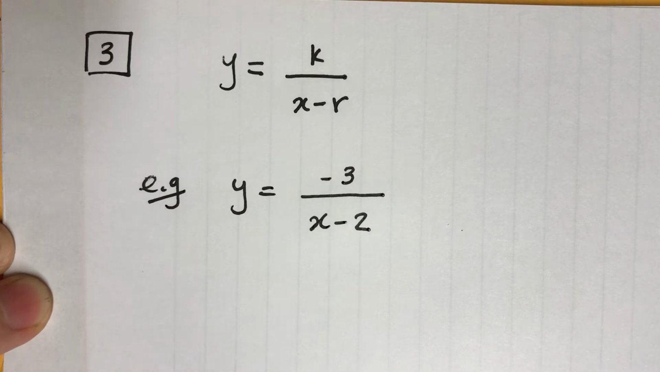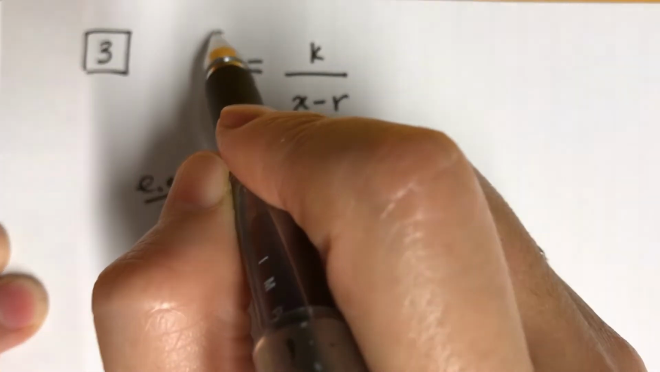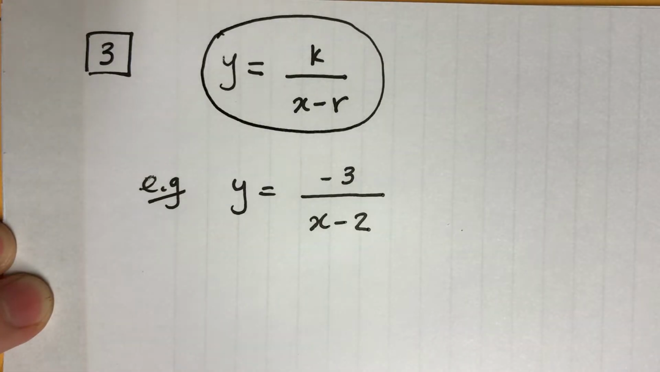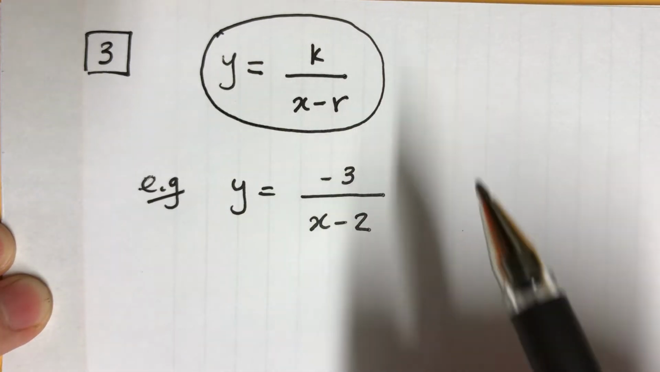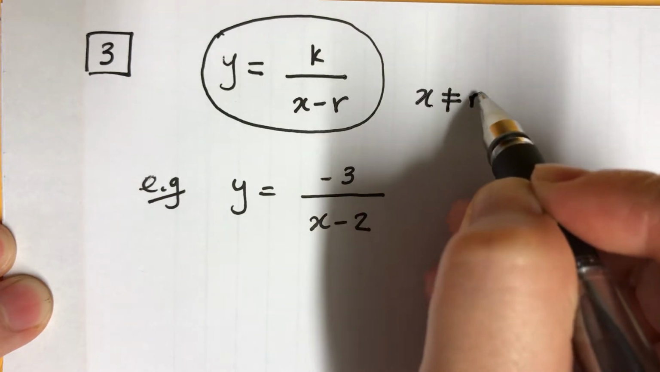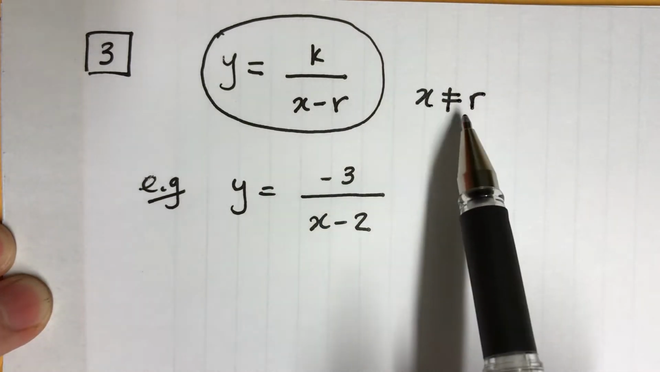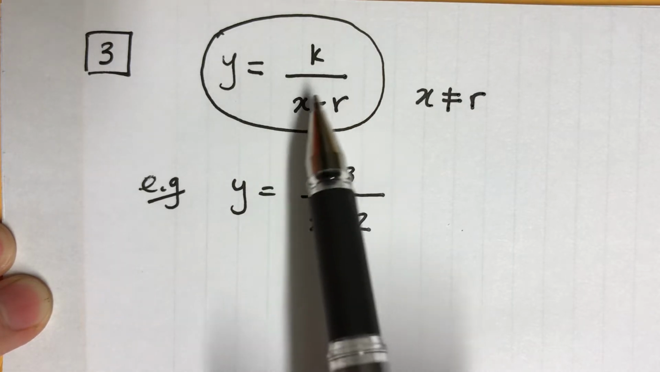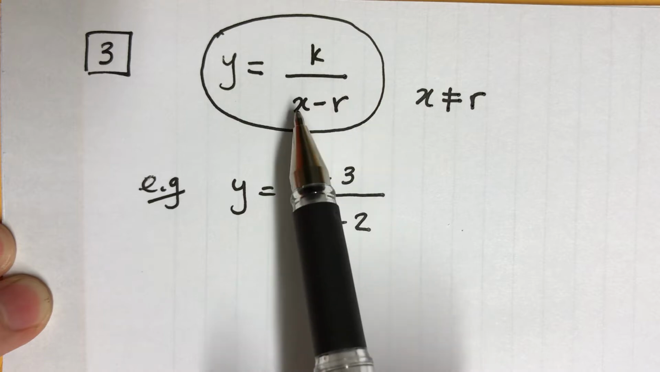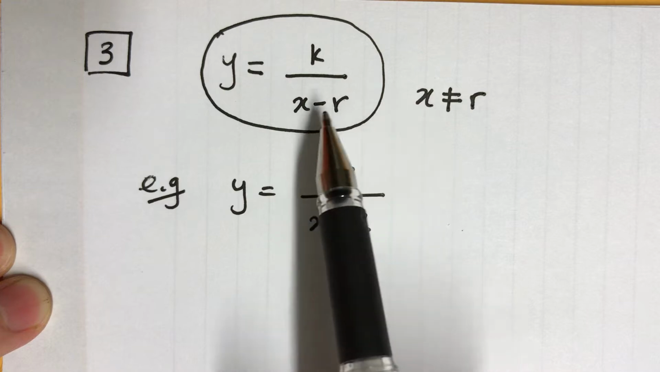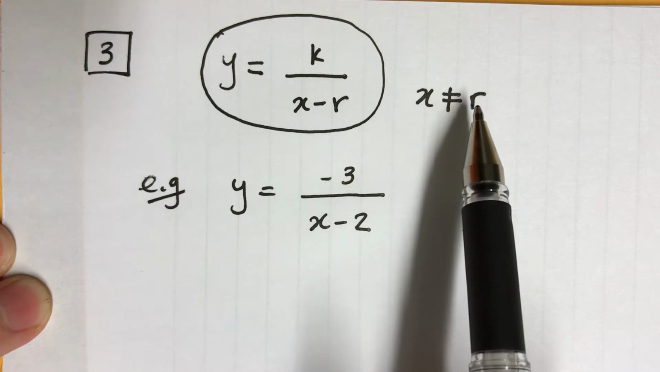Okay, the third part of this is a hyperbola with equation like this, k over x minus r. Now as you can see, I could say x cannot be r, because if x was r, I will get 0 in a denominator here, which is impossible. You cannot divide by 0. So my new condition for this will be x cannot be r.